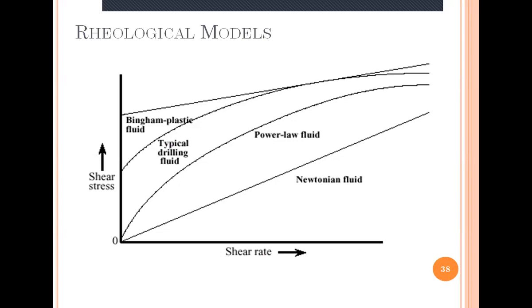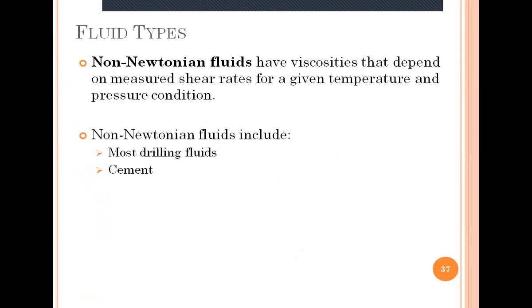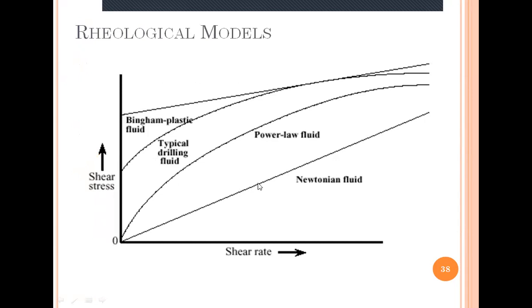Our typical drilling fluid is a non-Newtonian fluid. An example of a non-Newtonian fluid is toothpaste. Newtonian fluids are the diesel, the water, the glycerin, the clear prime. But most of the time, non-Newtonian fluid is affected by the temperature. And this temperature and the pressure condition affect the shear stress and shear rate. So our 3 models are here: the Power Law model, the Bingham plastic model, and this is the typical drilling fluid, which is the Herschel-Bulkley model.